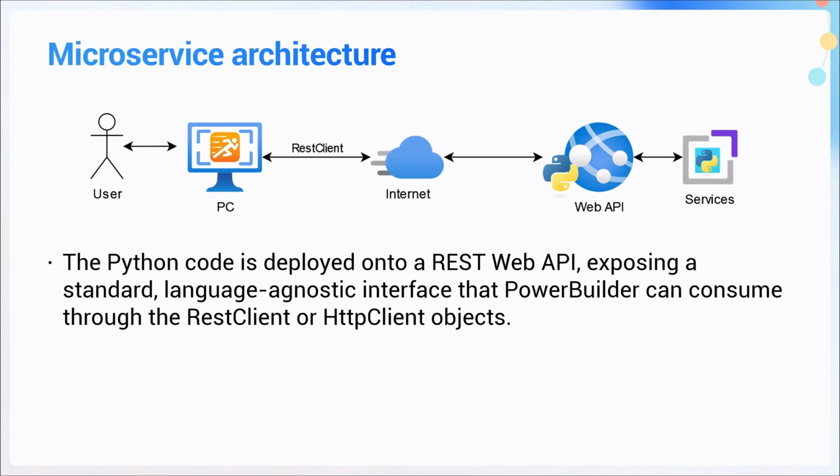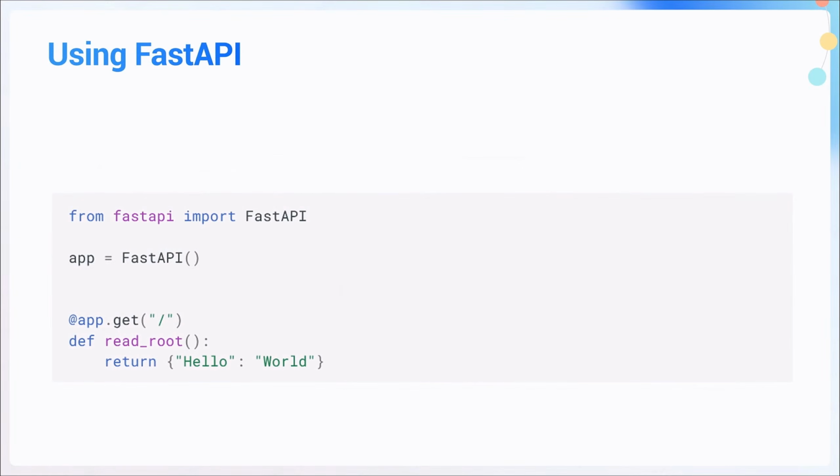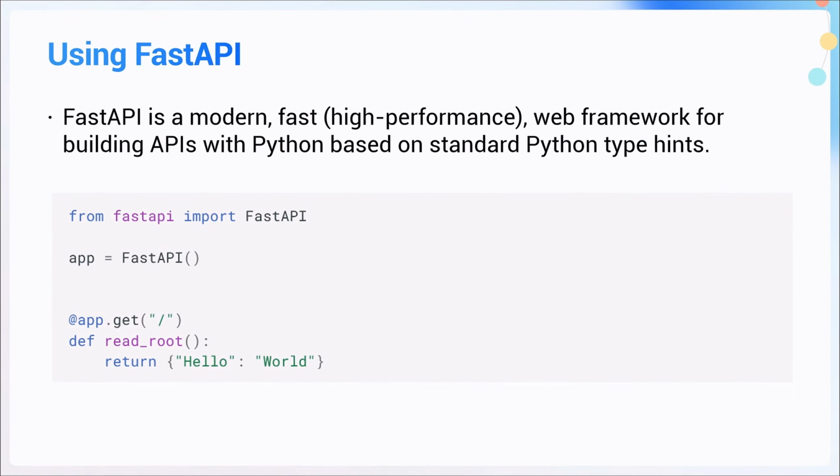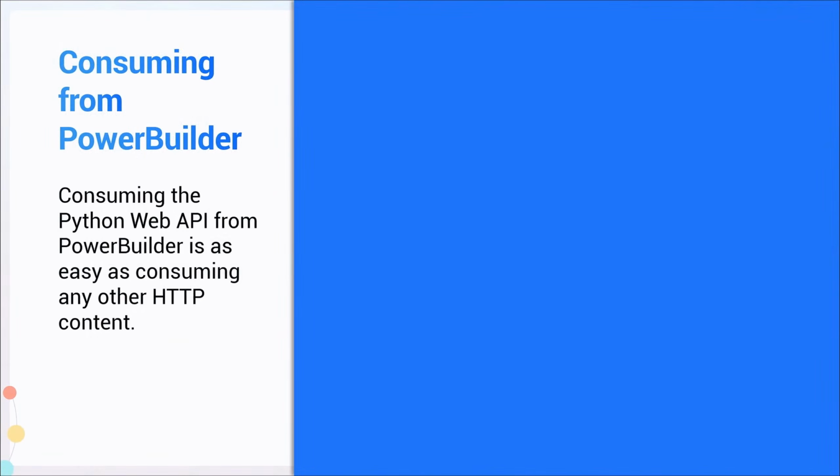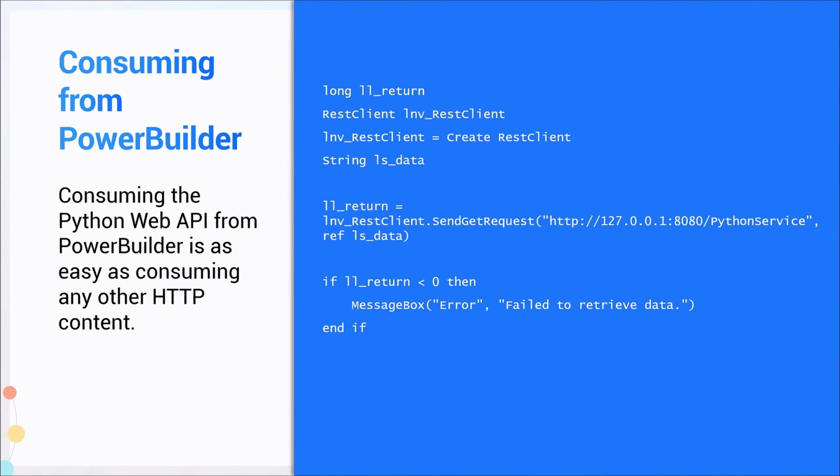Creating the web API is super simple with a library such as FastAPI. This is pretty much all the code we need to set up a web API. Then, to consume these web APIs from PowerBuilder, all we have to do is send the appropriate requests through the HTTP or REST client.